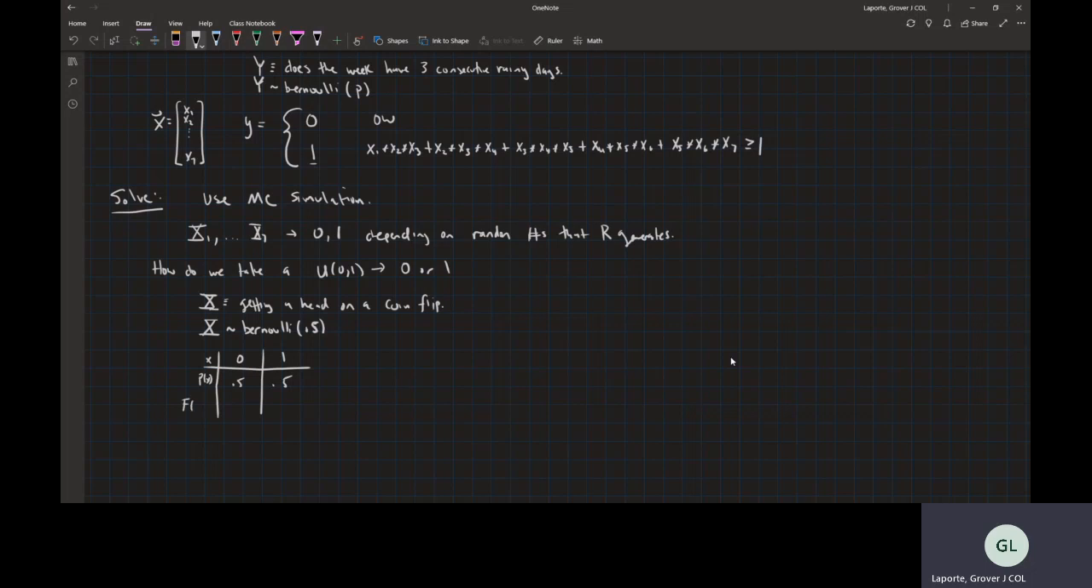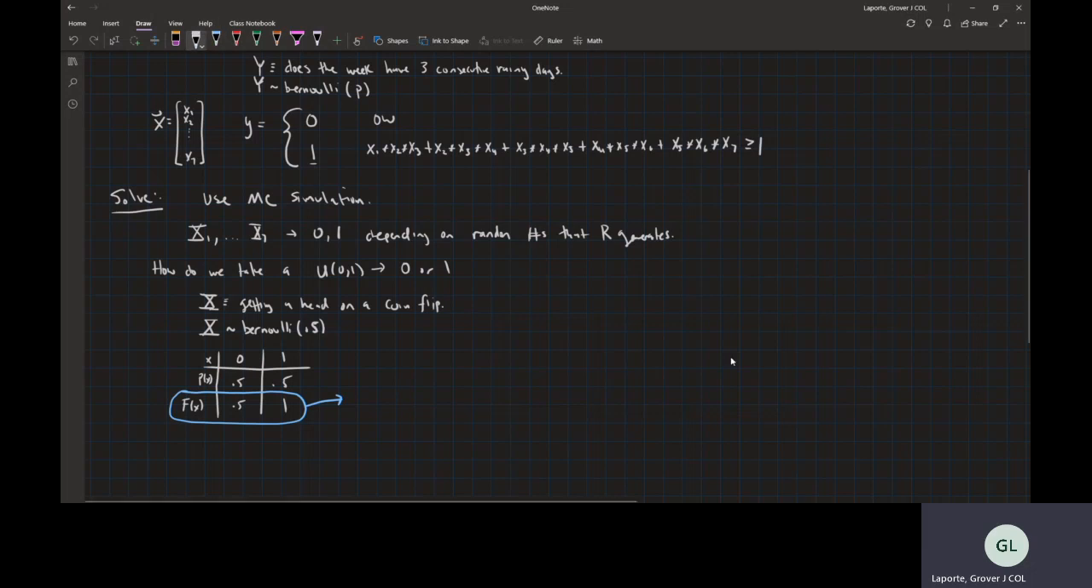All right, so what is f of x? What is the probability x is less than or equal to? Well, that's 0.5, and that one's a 1. So let's see how this cumulative distribution function can be used in order to create this 0 or 1.